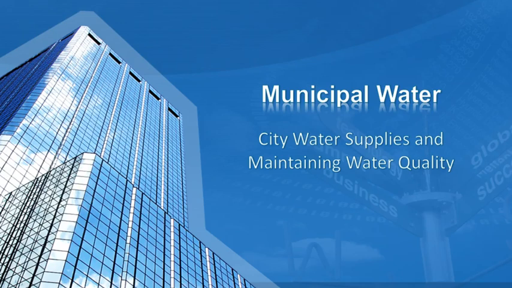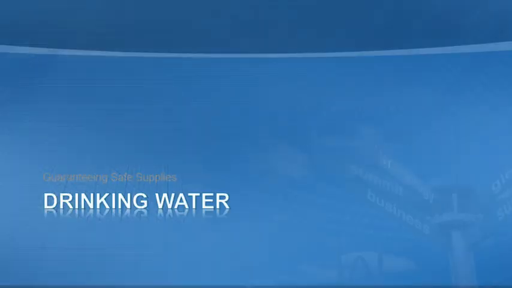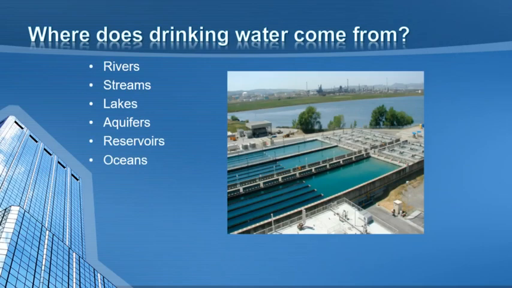Today we want to talk about municipal water, so city water supplies and how you maintain water quality in cities. To start with, we're going to talk about drinking water. We're going to divide this up into two categories, drinking water and wastewater. So first off, where does your drinking water come from? Well, it can actually come from anywhere.